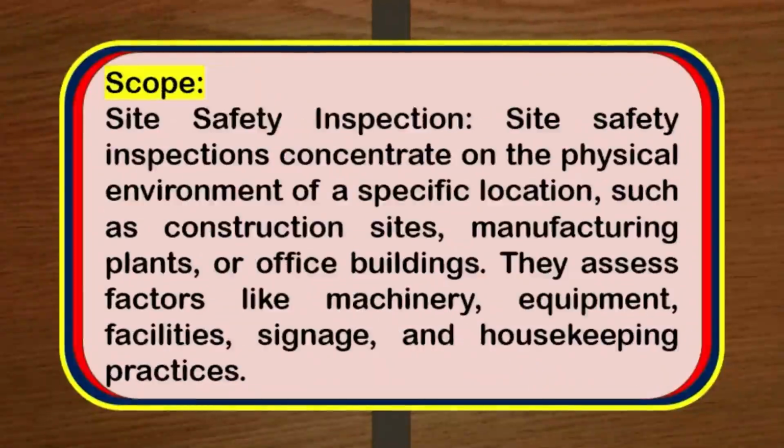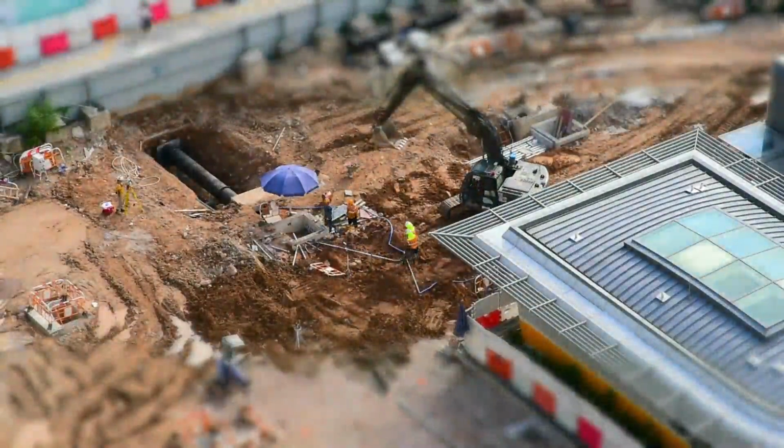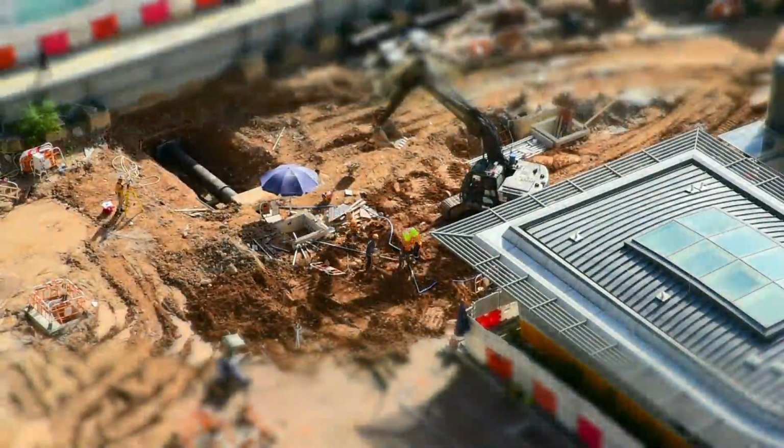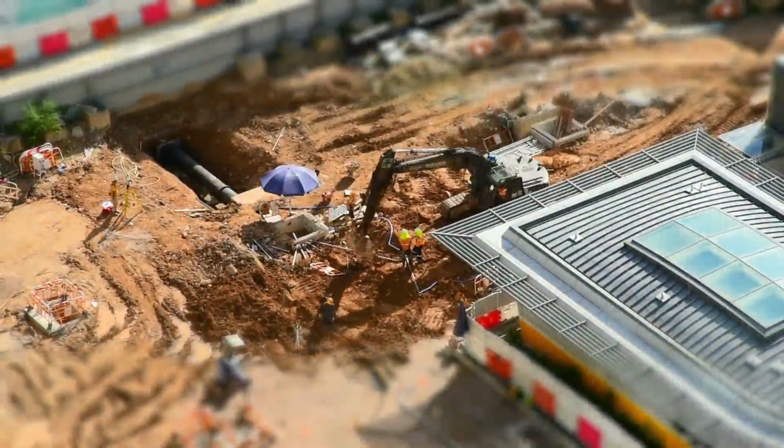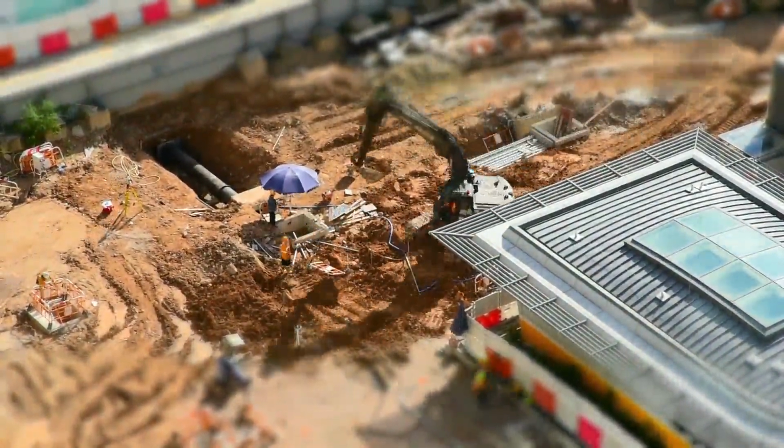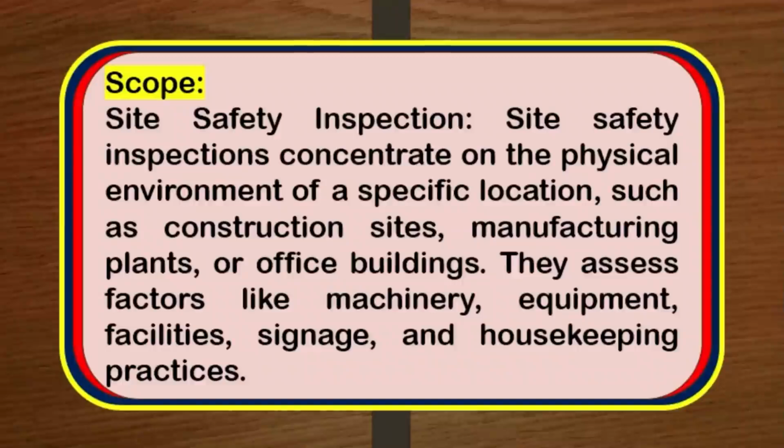Whereas the scope of site safety inspections concentrate on the physical environment of a specific location, such as construction sites, manufacturing plants, or office buildings. They assess factors like machinery, equipment, facilities, signage, and housekeeping practices.